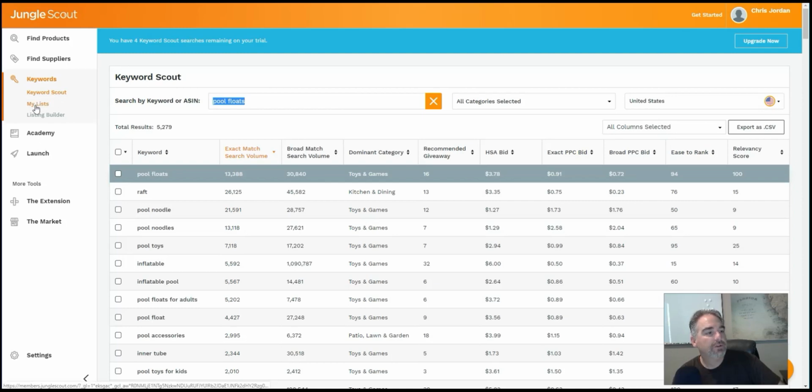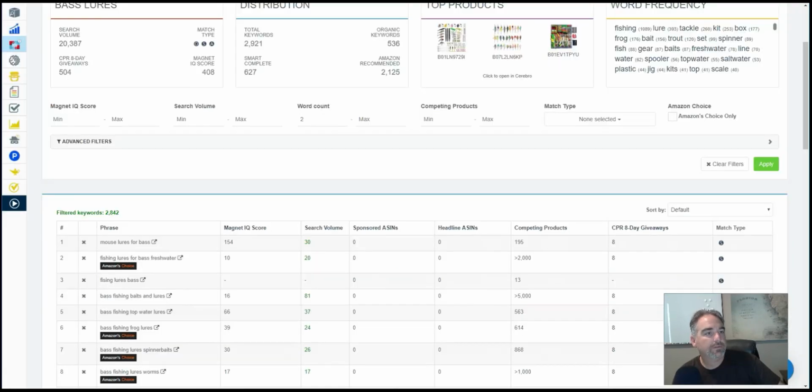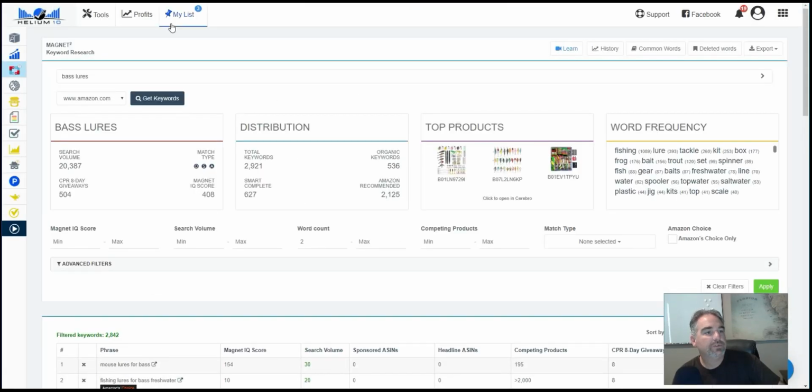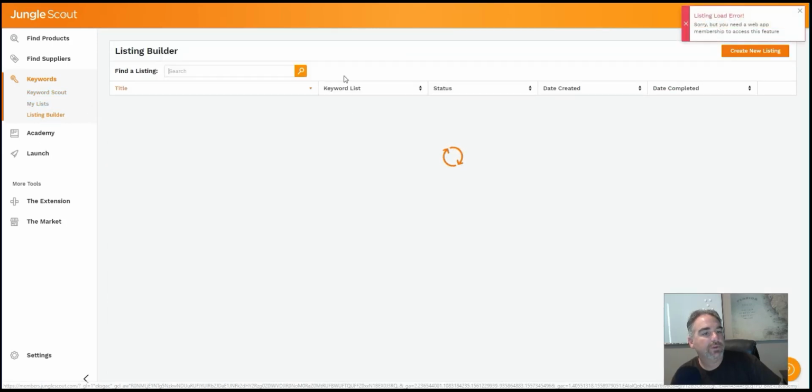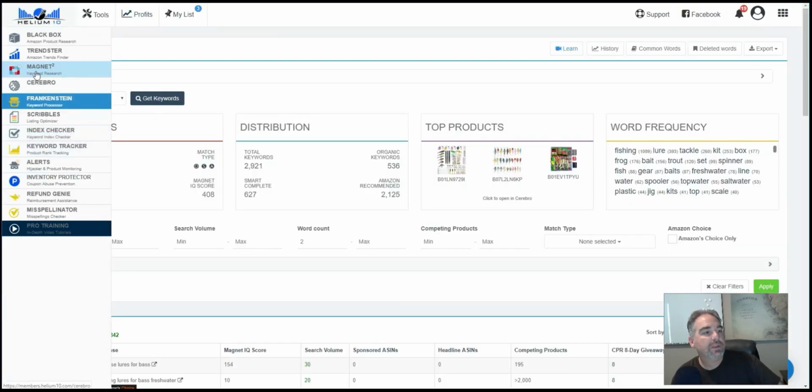And then they allow you to build a list here of keywords. The Magnet tool does the same thing. You can put your list together. And so same thing with the listing builder. What this does is it allows you to go in and create a product listing. And Helium 10 has the same thing, which is their Scribbles tool.